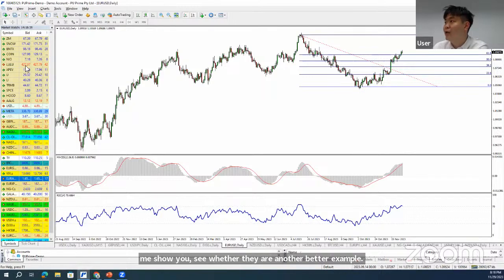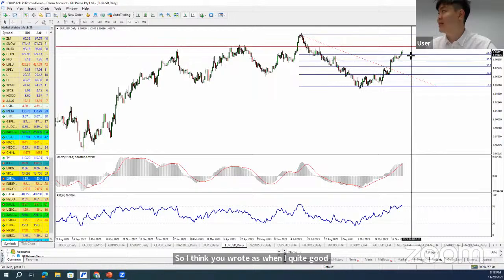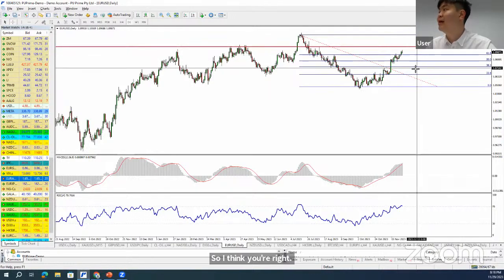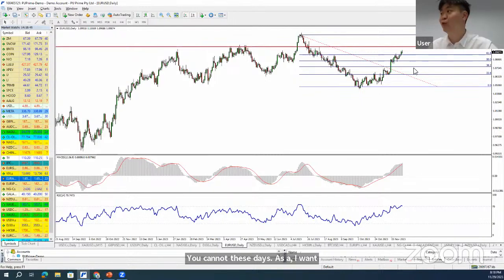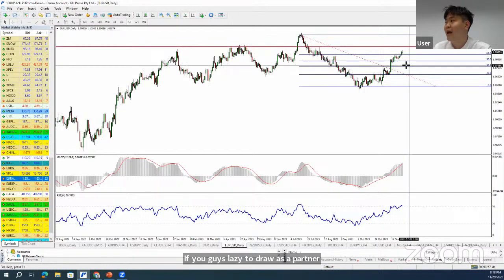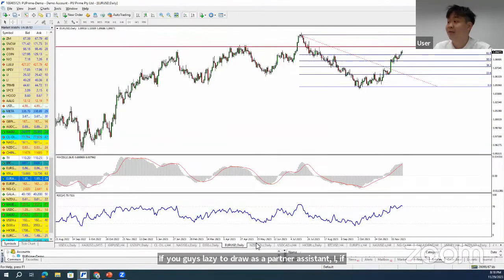So I think Euro is also quite a good example for you. After you draw it, you can notice there is a support level and resistance level around here. This should be one thing that is solid. If you are lazy to draw the support and resistance levels, Fibonacci might help you because once you draw it, everything will come out by itself.